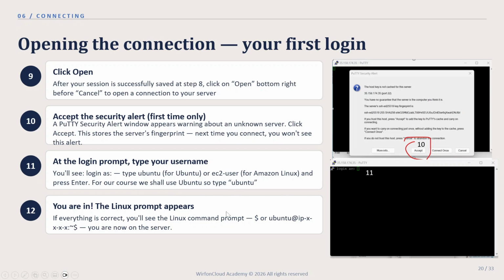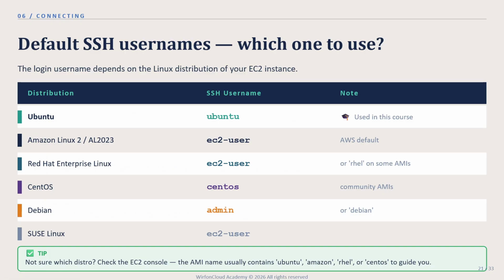You may be wondering why we're using Ubuntu, because these are different default names depending on the AMI that you are using, right? The Amazon image. If you are using Amazon Linux 2 as the AMI, then the username will be ec2-user. If you are using Ubuntu, the username will be Ubuntu. We are using Ubuntu, so we'll stay on Ubuntu.